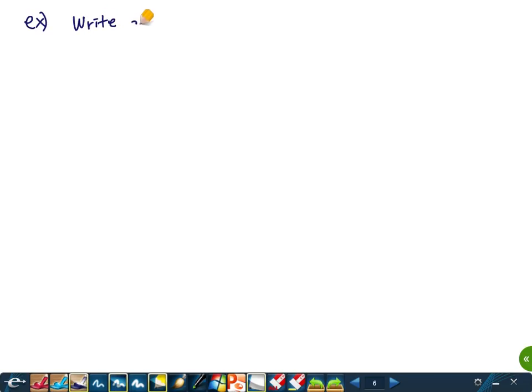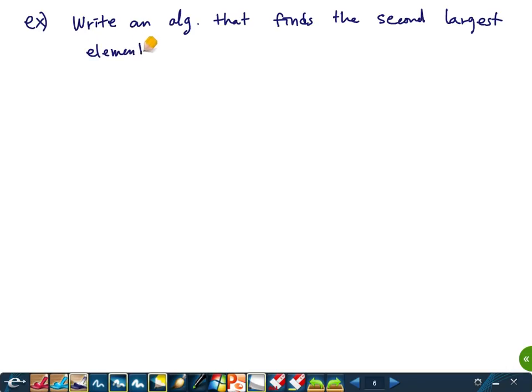Write an algorithm that finds the second largest element of 3 numbers. So the situation is this. You will be given 3 numbers and you want to find not the largest but the second largest one.